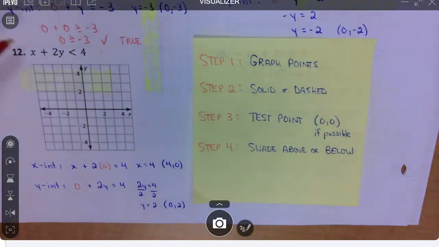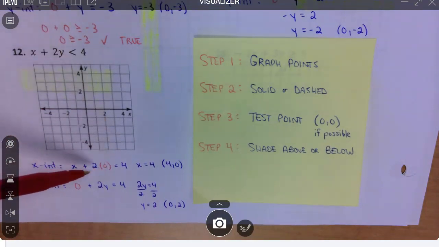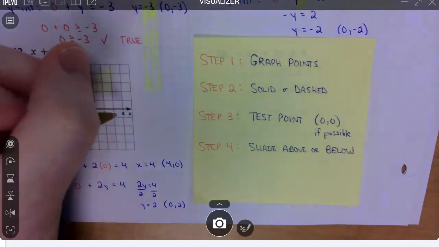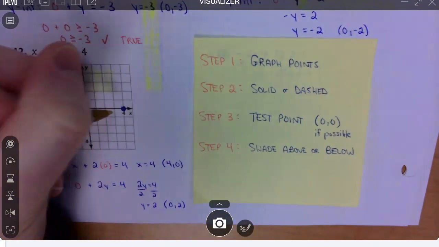Alright, we got 2 left. Again, we're in standard form. So to find my x-intercept, I make the y value 0 right here. And follow the math. 2 times 0 is 0, so x equals 4. That gives me the x-intercept at 4, 0. That's that point right there.